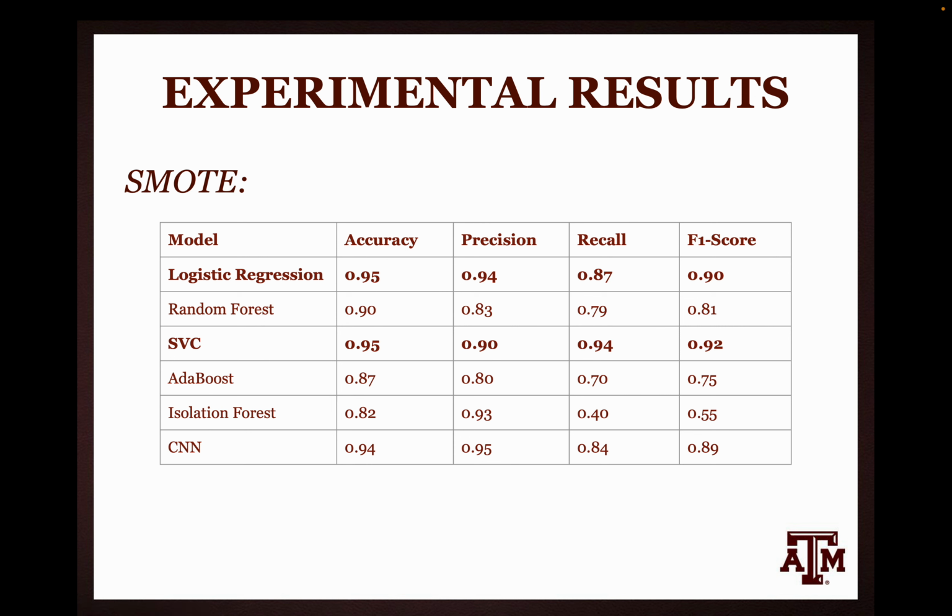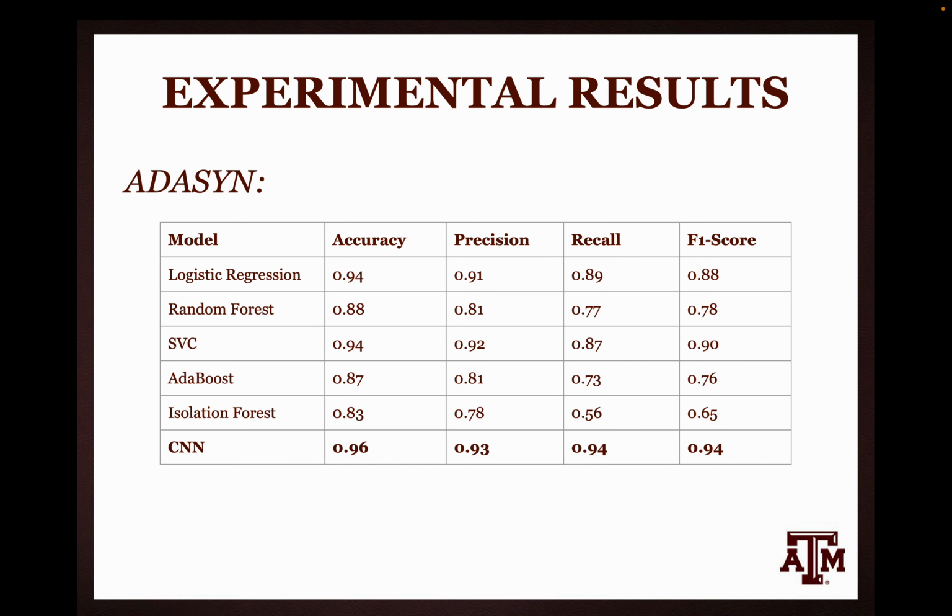Coming to our experimental results, we first performed SMOTE analysis on all our chosen classifiers. SMOTE adds synthetic data and is a form of oversampling technique. Using this technique, we saw that logistic regression and SVC got the highest accuracy of 95%, followed by CNN, which got an accuracy of 94%.